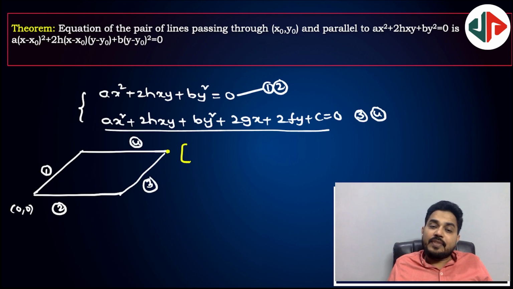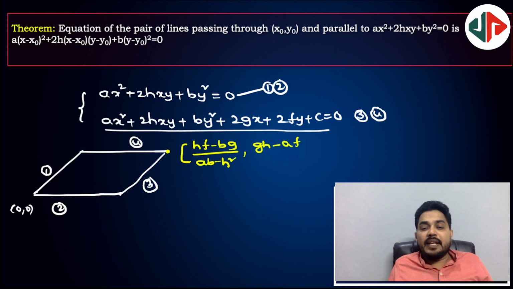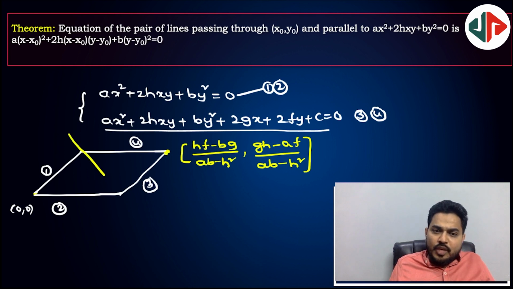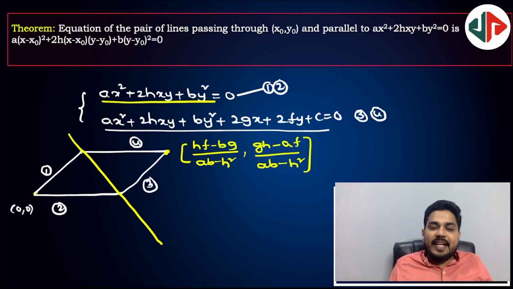That is (HF minus BG) by (AB minus H square), and (GH minus AF) by (AB minus H square). And this is the point. And you need to know what this diagonal is. At this point, this equation is satisfied, and at this point, this equation also. So from here, you can take one of the diagonals as 2gx plus 2fy plus c is equal to 0.